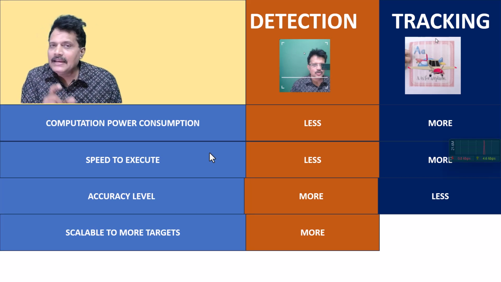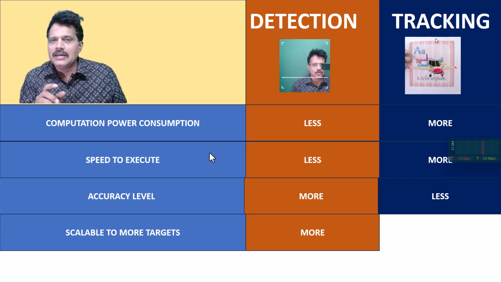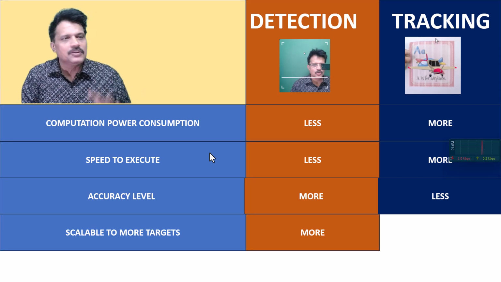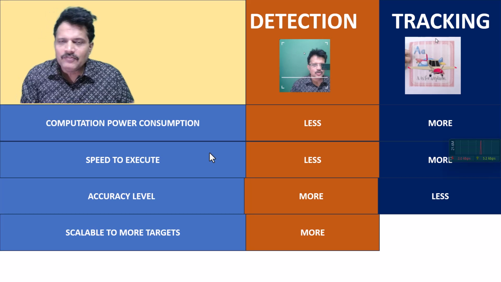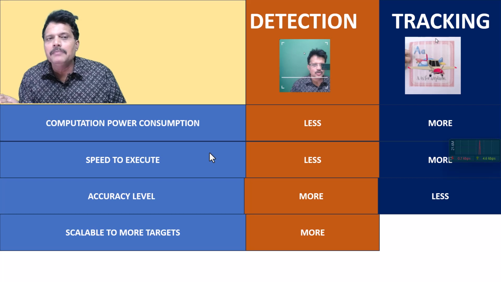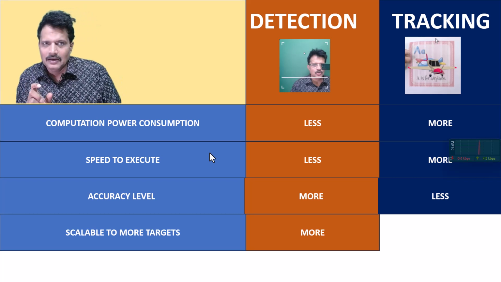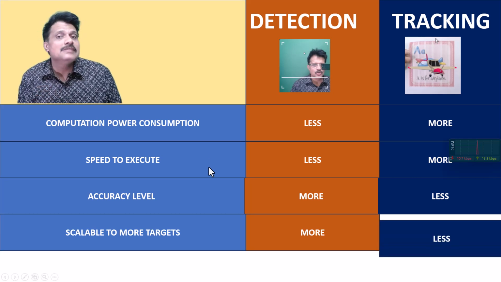But when it comes to tracking, now in case of tracking, what happens? Even if you keep 5 images, it will detect very easily and the models will be loaded. But when you move those images, and the models move based on the movement of those images, the accuracy and scalability are less.